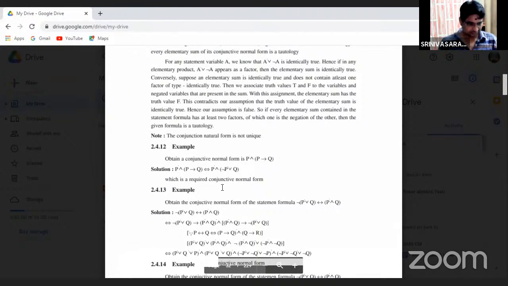How to explain? Conjunctive normal form is not unique. Observe the given example: obtain a conjunctive normal form of P and (P implies Q).